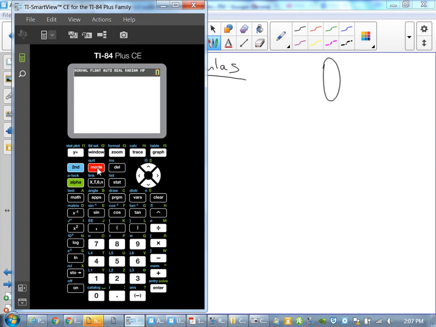If I go to the calculator and turn on the calculator, there's a button that says apps. It's right next to the button that says math. Math, apps, programs. So it's apps. When you select that, there's a ton of different apps that are stored in the calculator. We're looking for the one that deals with conics.